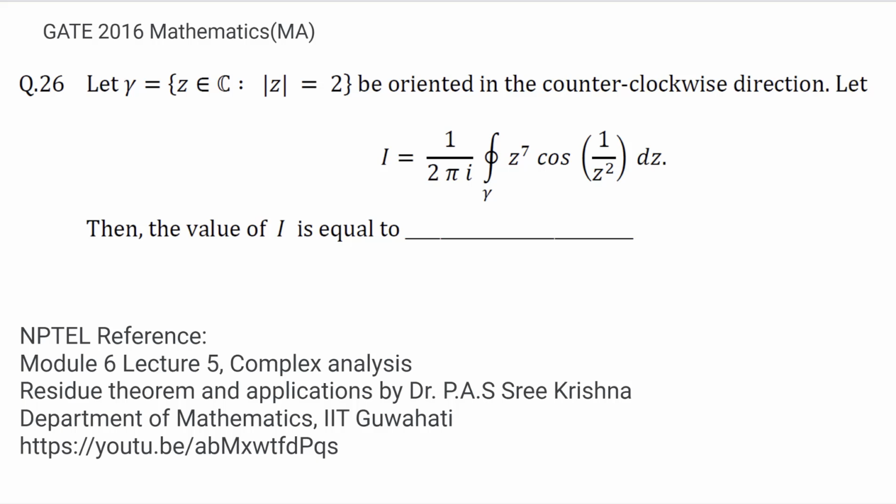Let I be given as 1 divided by 2 pi i times the circle integration of z to the power of 7 cos(1 divided by z square) dz. Then the value of I is equal to what? It is asked to find the value of this integration. The NPTEL reference to solve this problem is Module 6, Lecture 5 of Complex Analysis.